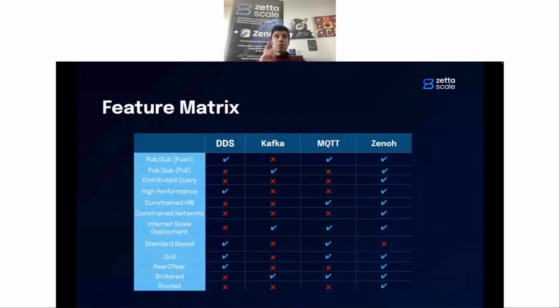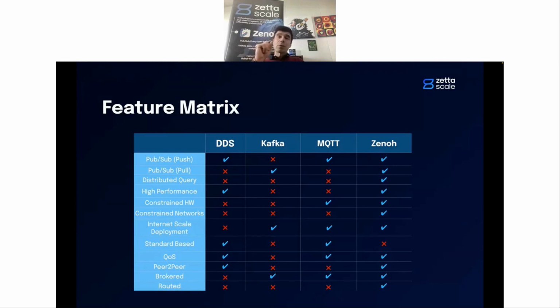Then if we look at the feature matrix, summarizing a little of what we've seen: for PubSub, you have push and pull in Zenoh, but many of the other technologies support either push or pull, not both. Distributed queries, Zenoh is the only one that supports. High performance, well, DDS is quite high performance. Zenoh is very high performance. Typically, throughput is higher than anything else you have in this table.